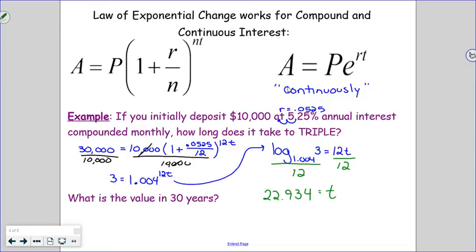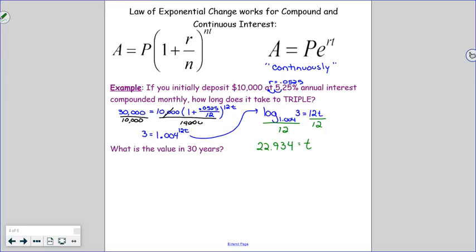Value in 30 years is just knowing how to type that in our calculator, understanding what the variables are and what goes in for each of those. What is the value in 30 years means I'm just plugging in 30 for time. My answer is the end amount, right? Okay, well, if in 22 years, 23 years-ish, we're at 30,000, it's got to be a little more than 30,000, right? Something more than 30,000.